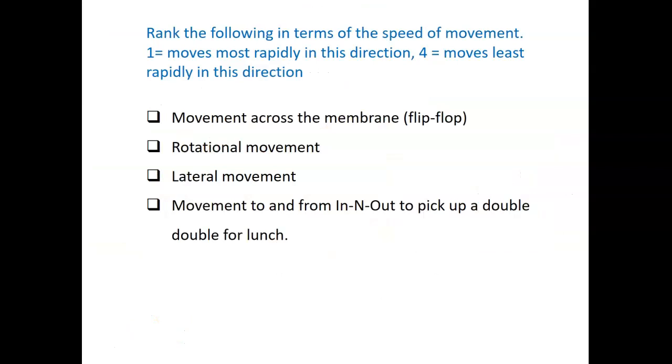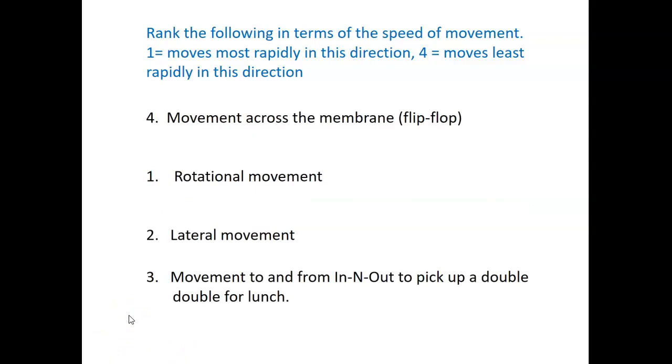How quickly do you think those phospholipids are actually moving? And I want you to rate the following 4 different possibilities in terms of how rapid you anticipate that movement actually is. So rate them going from 1 to 4, with 1 being the fastest and 4 being the slowest. Go ahead and take a second and put them in order.